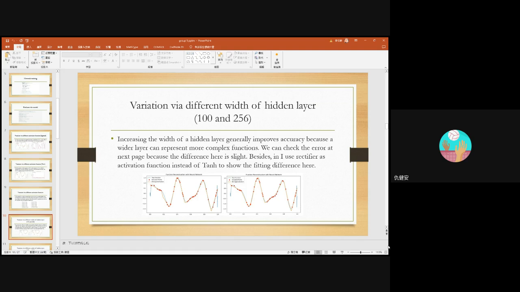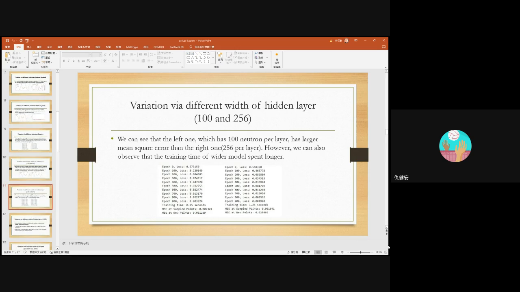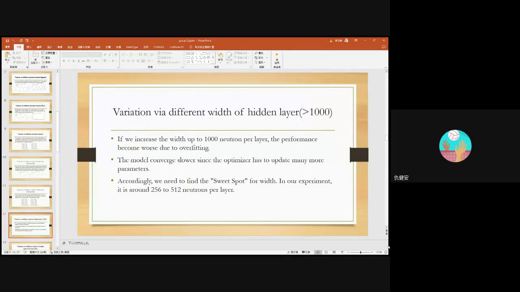Next page. The result indicates that a network with 100 neurons per layer shows a larger mean square error compared to one with 256 neurons. However, the wider network requires a longer training time, and this is the trade-off of machine learning. Next page. And here we test widths larger than a thousand.